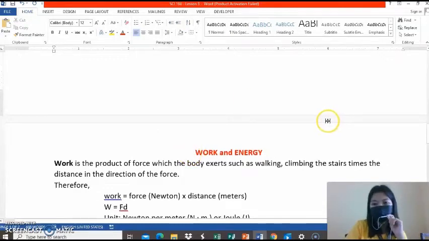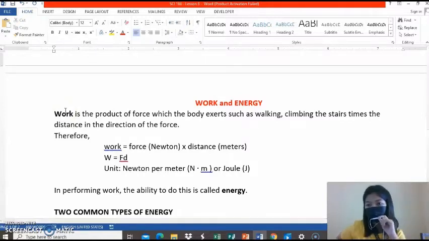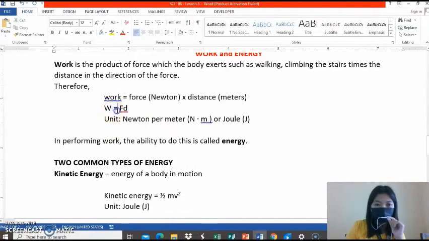Next, also in grade 8, because of force, we produce work. So work is the product of force in which the body exerts, such as in walking, climbing the stairs, multiplied to the distance in the direction of force. So therefore, we will have the formula force in Newton. So ito yung kanyang unit multiplied to the distance in meters. So work is equal to F multiplied to D.